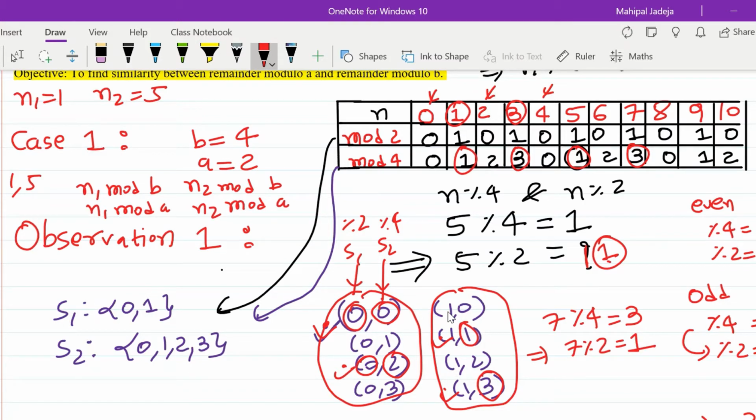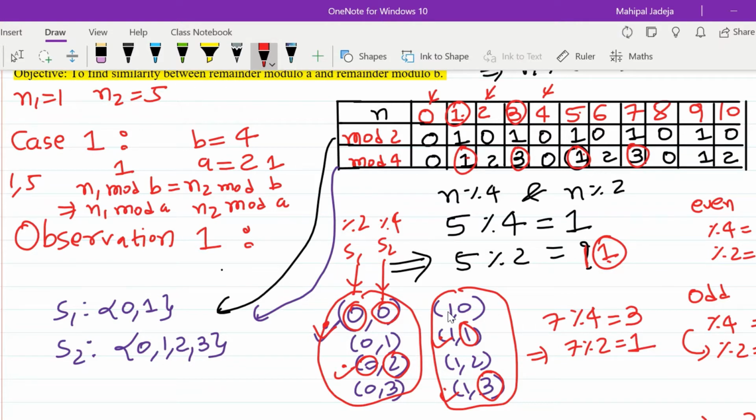So let me just substitute values. So 1 modulo 4, right? So this is nothing but 1, and the next number is 5. So 5 modulo 4 is nothing but 1, right? So these two values are same. n1 modulo b is equal to n2 modulo b. So in this particular case, what can we say about n1 modulo a and n2 modulo a?